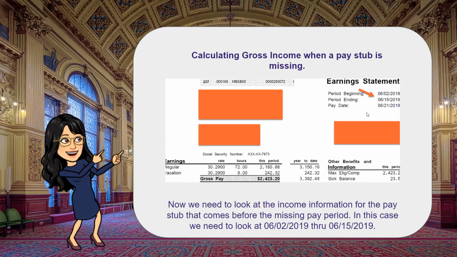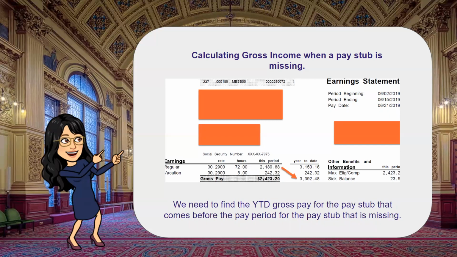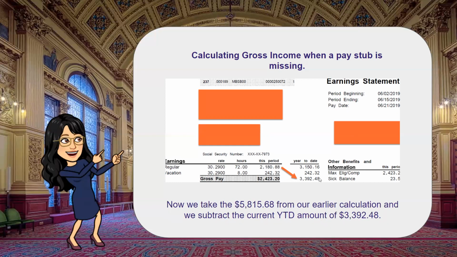Now, we need to look at the income information for the pay stub that comes before the missing pay period. In this case, we need to look at June 2nd through June 15th, 2019. We need to find the year-to-date gross pay for the pay stub that comes before the pay period for the pay stub that is missing.